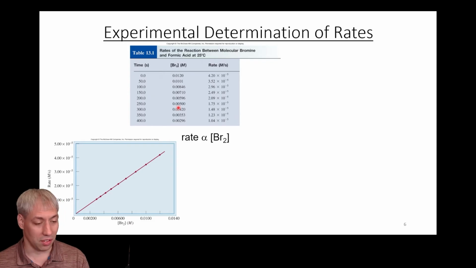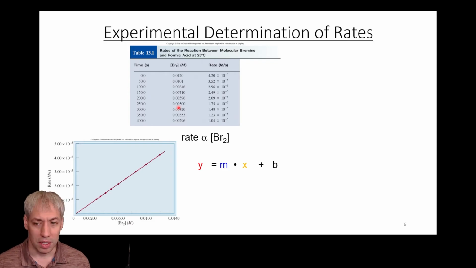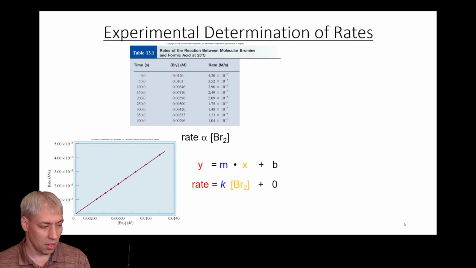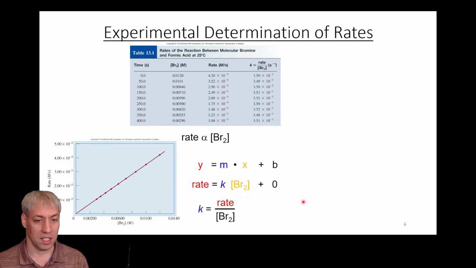And we are always excited when we see linear relationships because we have y equals mx plus b. It tells us the relationship between x and y is based on the slope and the intercept, which in this case is 0. The x-axis is Br2, so we insert that there. The rate is the y-axis, so we insert that there. And we get an equation that looks like this: rate is equal to the slope, which we're going to denote as k, times the concentration of Br2 plus 0, because the intercept is 0.